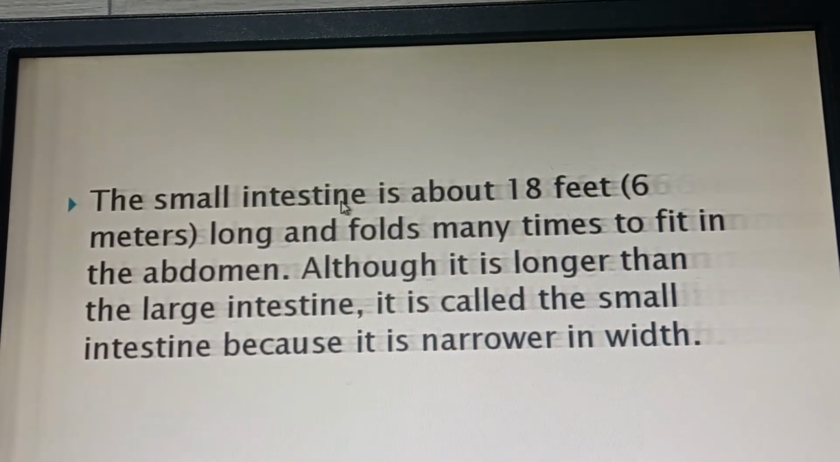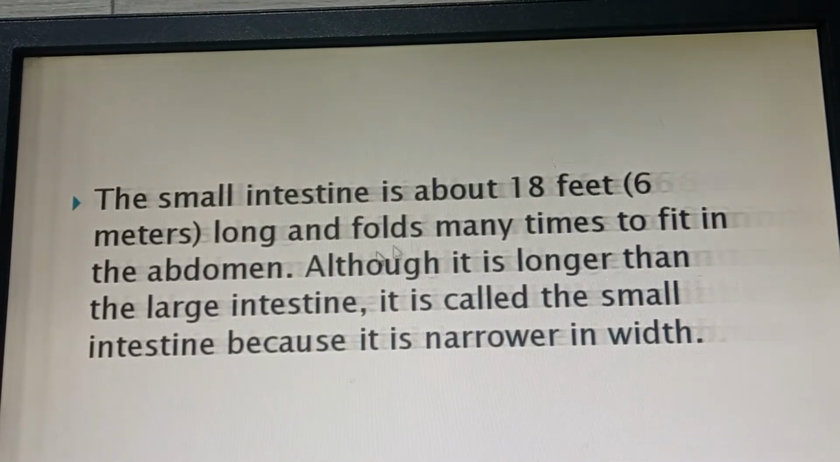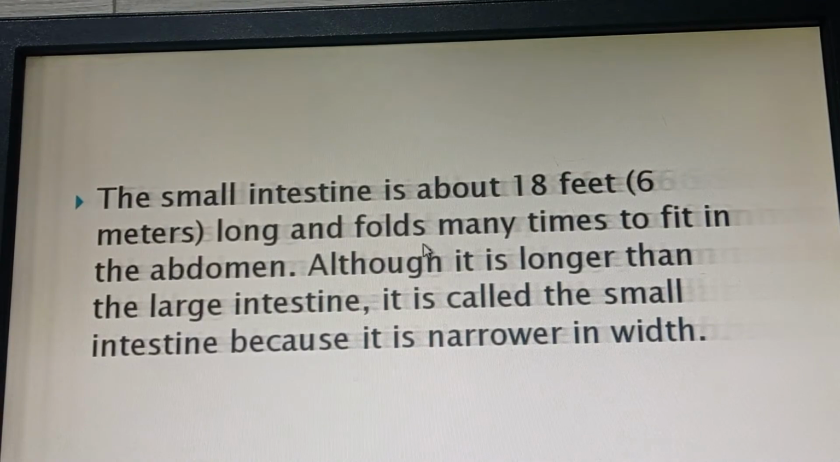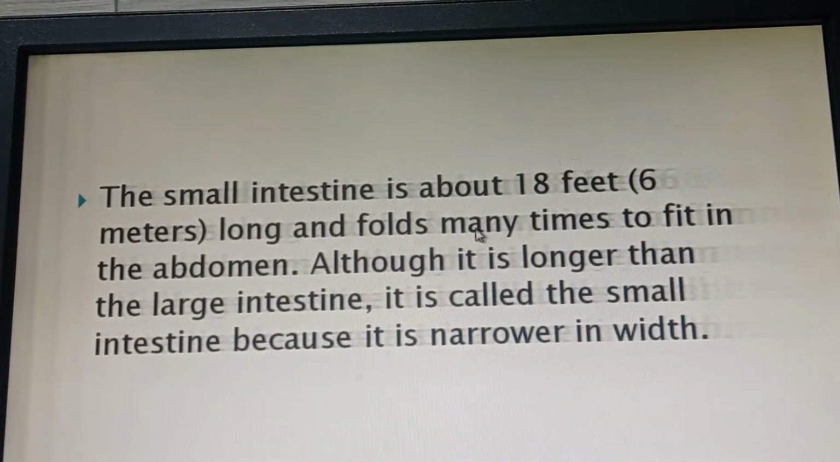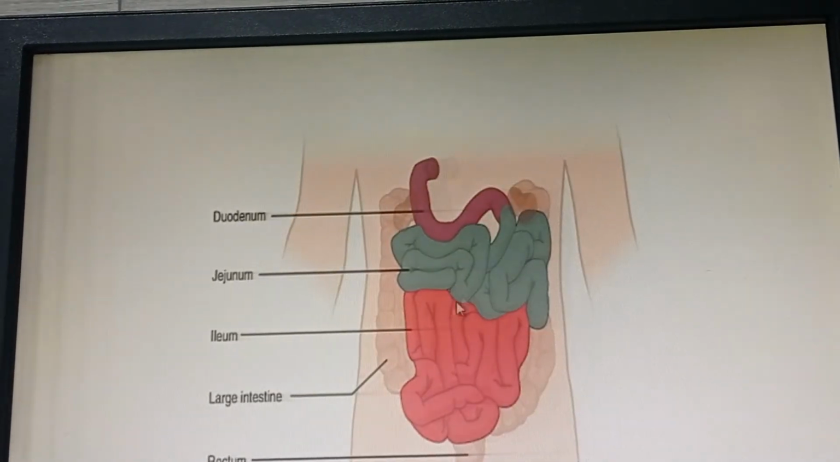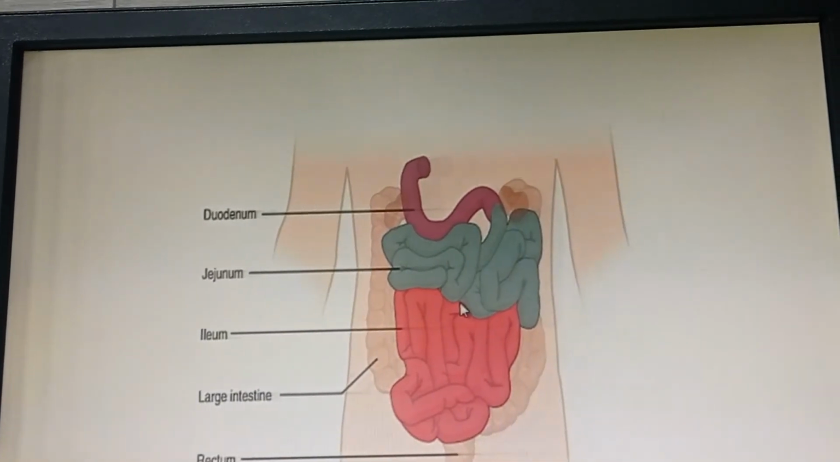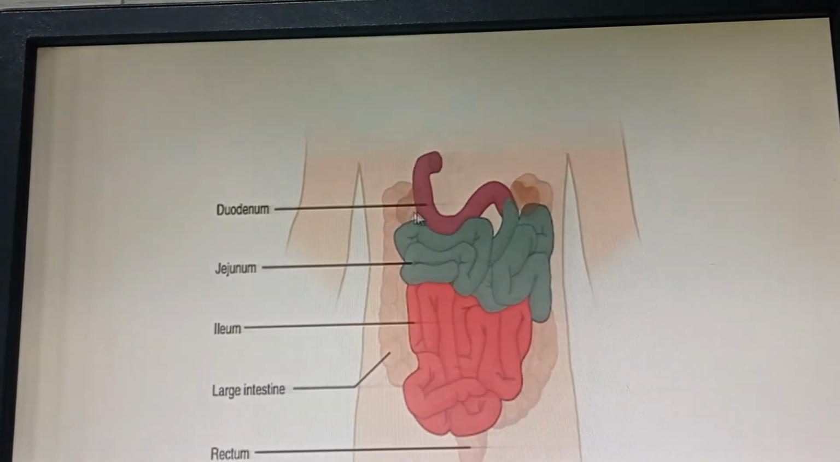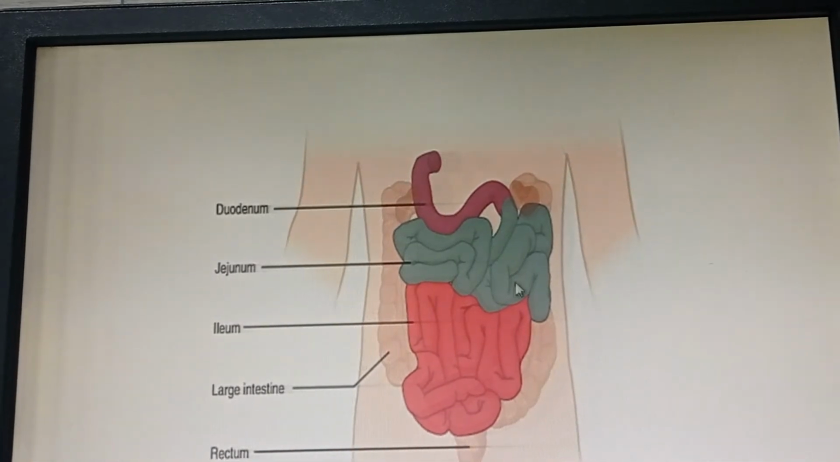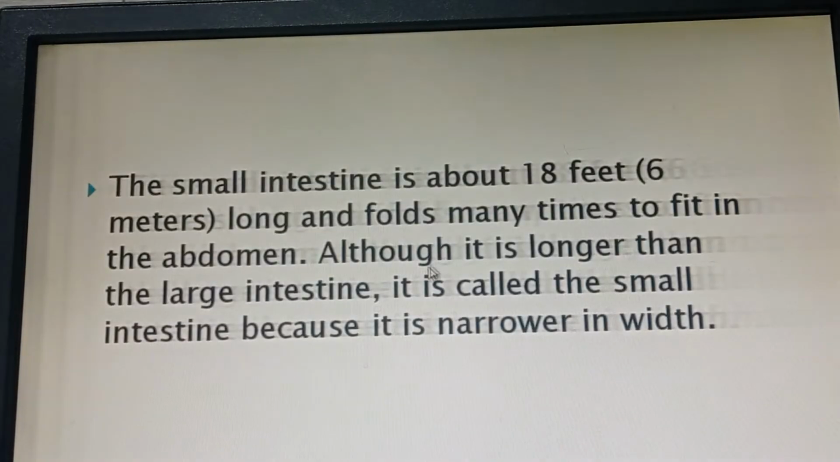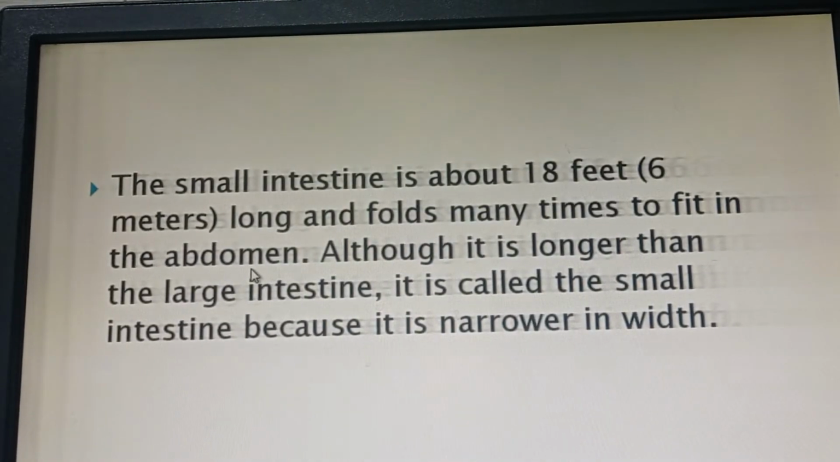The total length of a small intestine is 6 meter, and it has many folds. It is twisted and coiled, with many folds to fit into the abdominal cavity. You can see that this small intestine is not straight. It has many twists and it's coiled. It has many folds to fit in the abdomen.